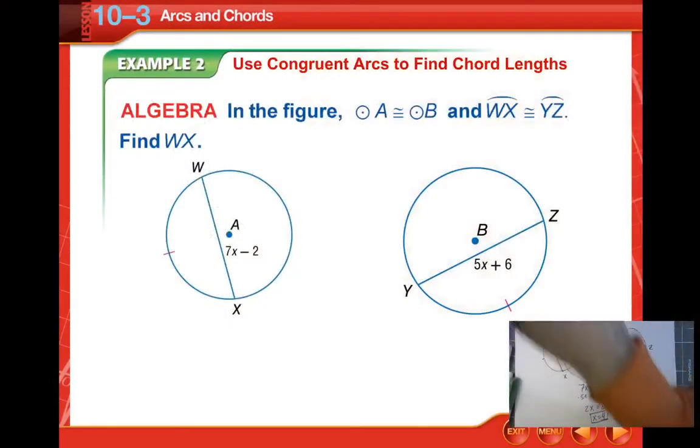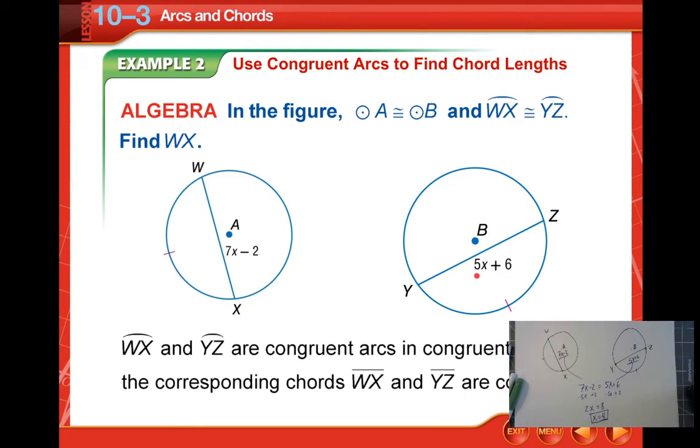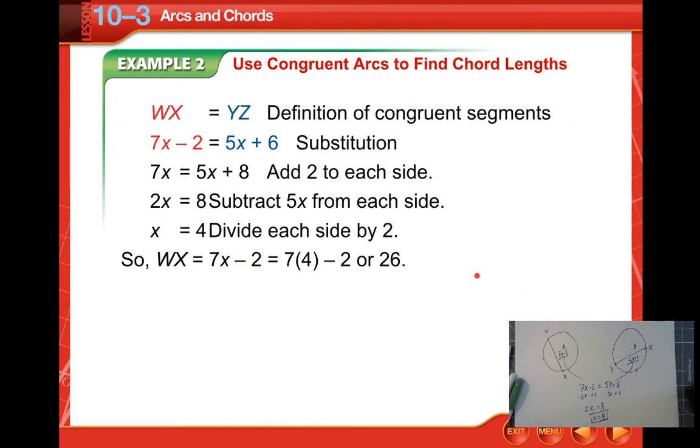We're given both of those. We know that the chords and the arcs work together. They match together, so they are congruent. So we solve them just like we would. We stopped here at 4. The question asked for WX, so we take 4 and plug it back in.